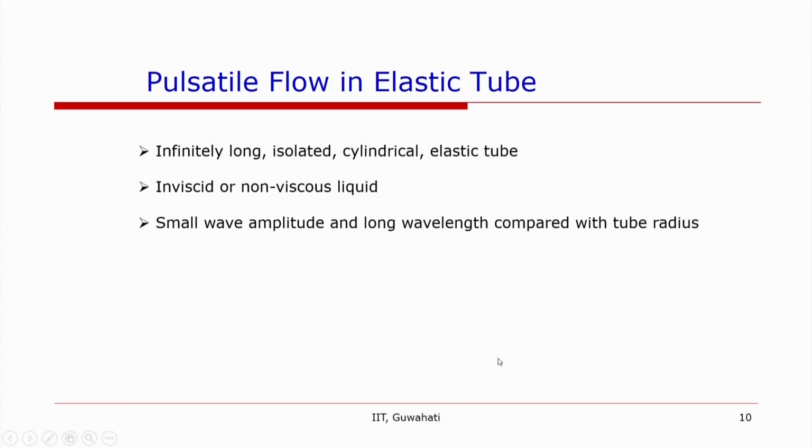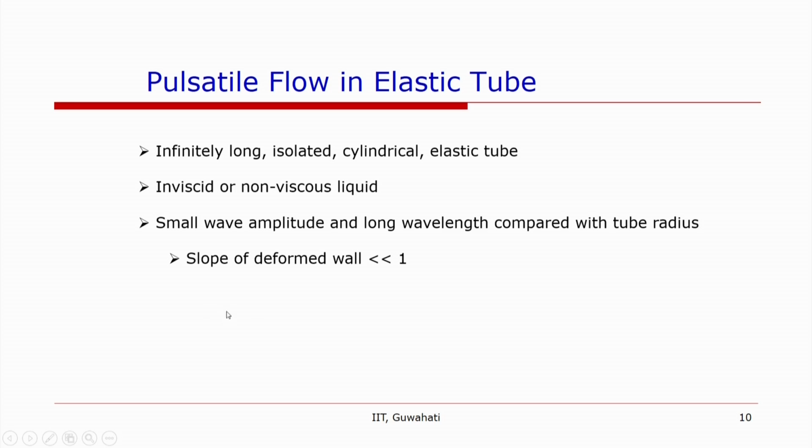Another assumption is that the wave amplitude is small. So the amplitude of the pressure wave that will be generated will be small, and the wavelength of this wave is sufficiently large compared to the channel radius. So the wavelength is large, or the channel radius is very small compared to the wavelength. Okay. This is called the long wave approximation, and this makes sure that the slope of this deformed wall is much less than 1.